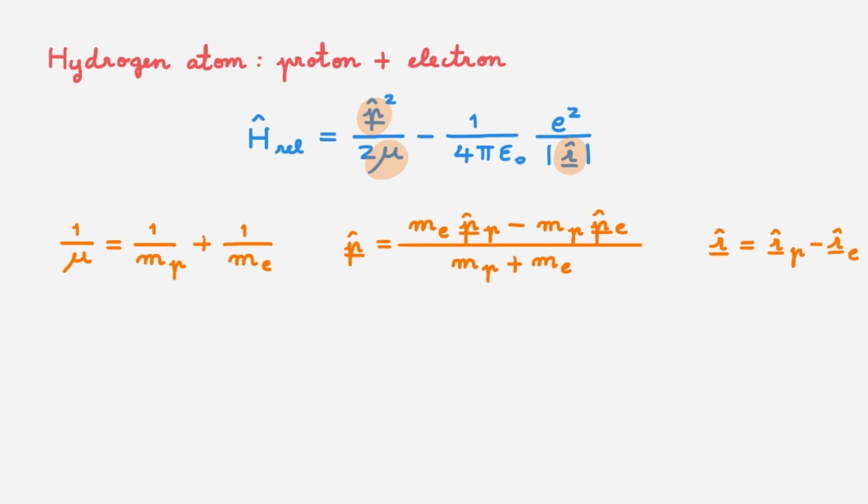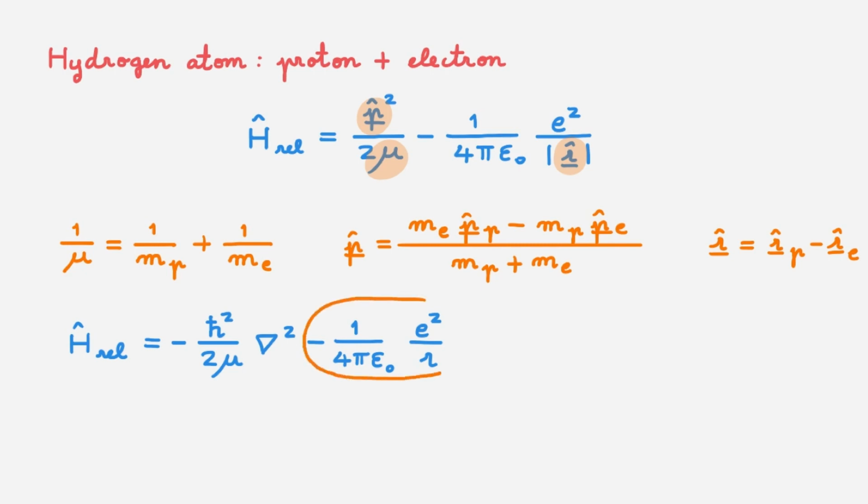For convenience, in today's video, we will work in the position representation. So we can rewrite the relative Hamiltonian as equal to the kinetic energy term in the position representation plus the potential energy term in the position representation. An important feature of this Hamiltonian is that the potential is a central potential. And that means that all the results associated with central potentials will apply in the case of hydrogen.